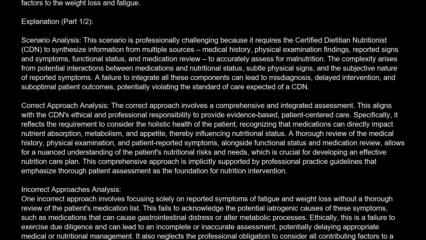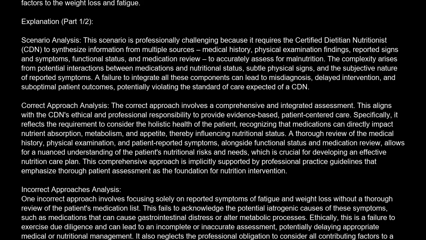The correct answer is C. Conduct a comprehensive review of the patient's medical history, current medications, and reported symptoms, alongside an assessment of their functional status and dietary intake, to identify potential causes and contributing factors to the weight loss and fatigue.